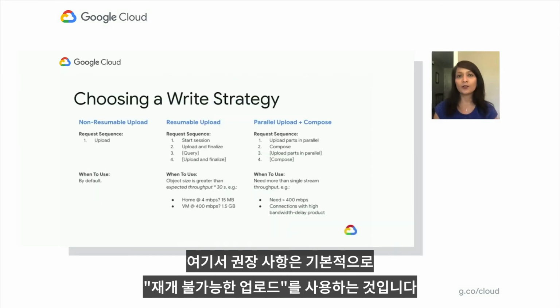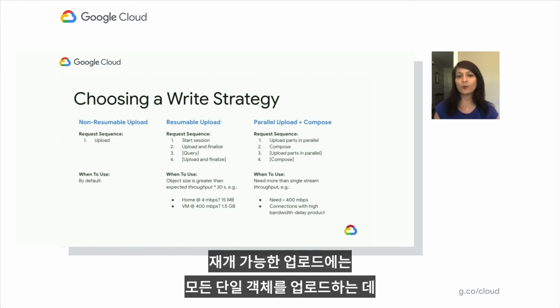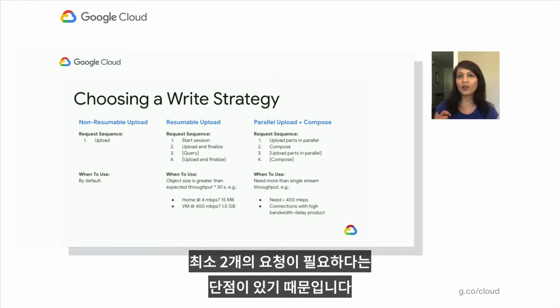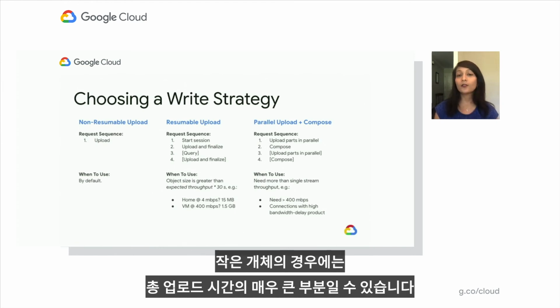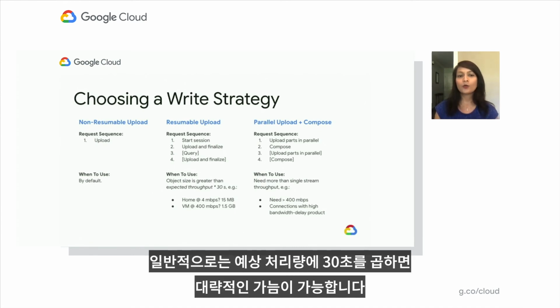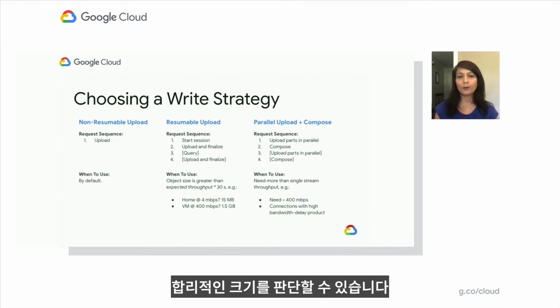So the recommendation here is to use non-resumable upload by default. The bar to switch over to start using resumable upload or parallel upload is really high. That's because resumable upload has a drawback that uploading every single object takes a minimum of 2 requests. Now, if the first request to start the session takes about 100 milliseconds, that could be a really large part of your total upload time for small objects. So the rule of thumb here is to multiply your expected throughput by 30 seconds, and that gives you the cutoff in terms of object sizes when it makes sense to switch over to using resumable upload.